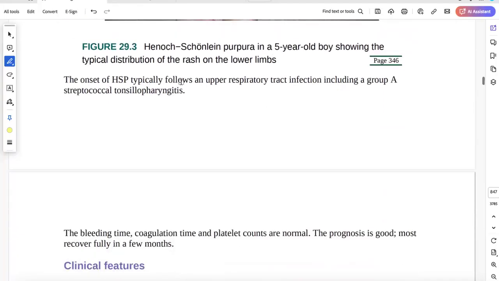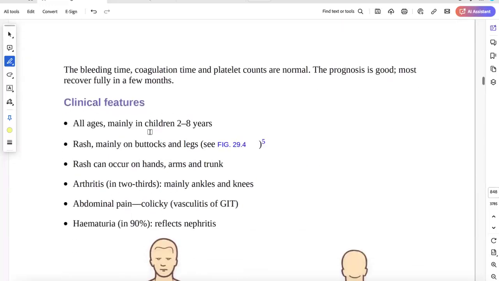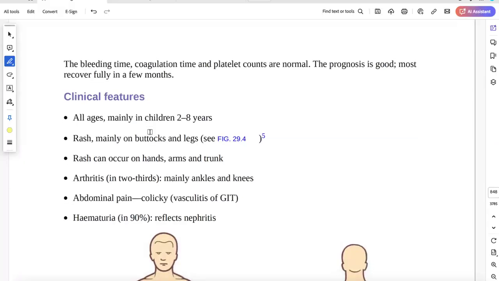The onset of HSP typically follows an upper respiratory tract infection, including group A streptococcal pharyngitis. In this patient, you will definitely check the full blood count and the coagulation status. Platelet count, everything will be normal. So their bleeding time, clotting time, platelet count, everything is normal. Okay?